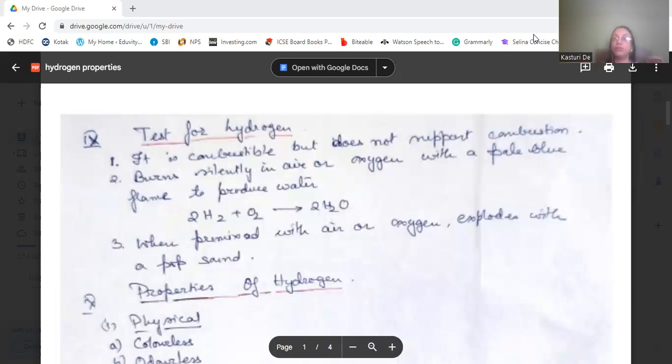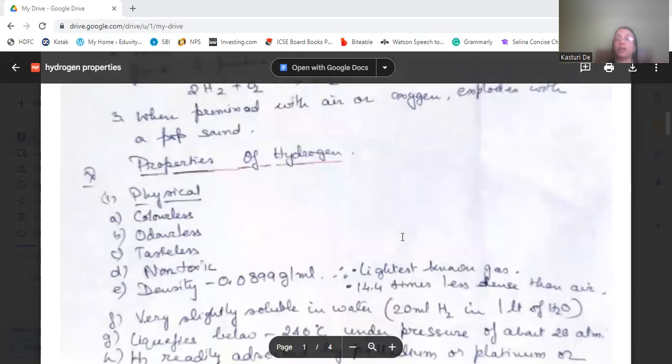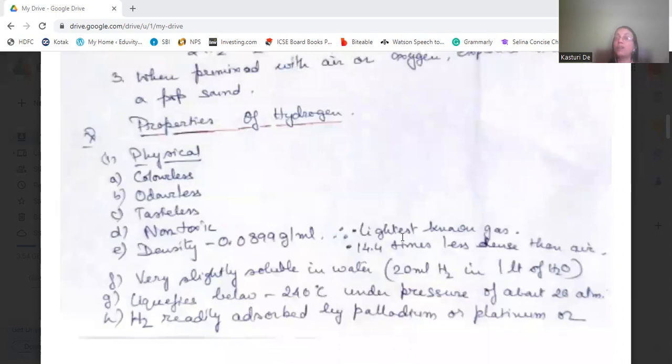Now we come to the properties, that is, what is the nature of this gas? Physical properties of hydrogen are these: it is a colorless gas. We cannot see any color of this gas, but it burns with a pale blue flame. It is an odorless gas. It is tasteless. We cannot smell this gas, and we cannot taste this gas.